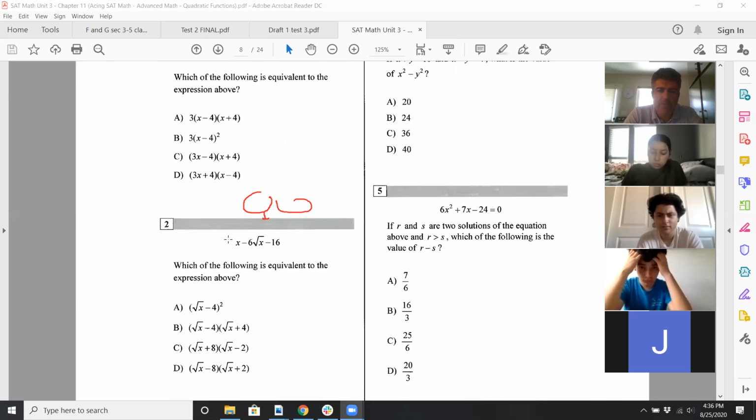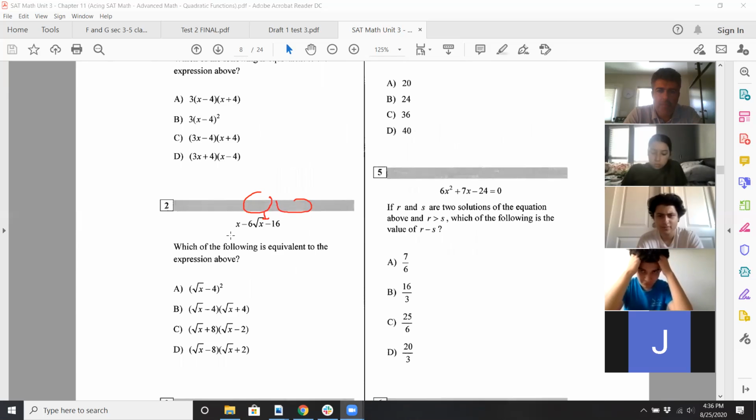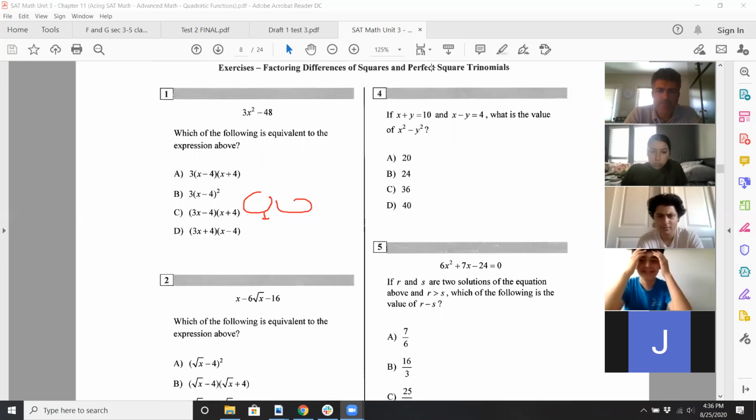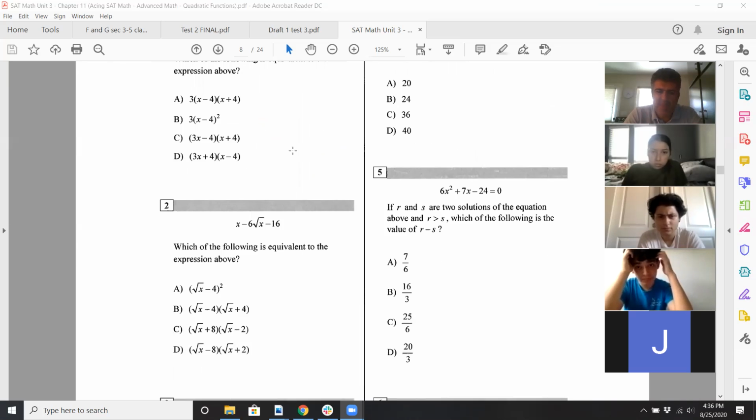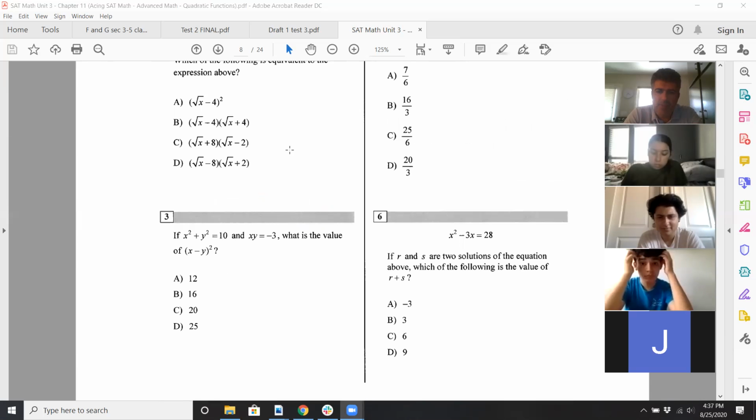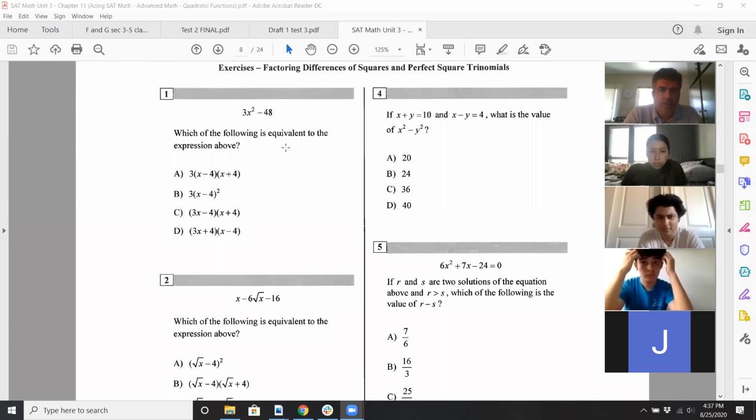So you have some opportunities to do that here. I'll probably do 1 and 4. 4 is a little bit, it's not that bad. But 1 is just asking to factor it. So you just pull out a 3, x squared minus 16, and then you can factor further. So that's why it's A.